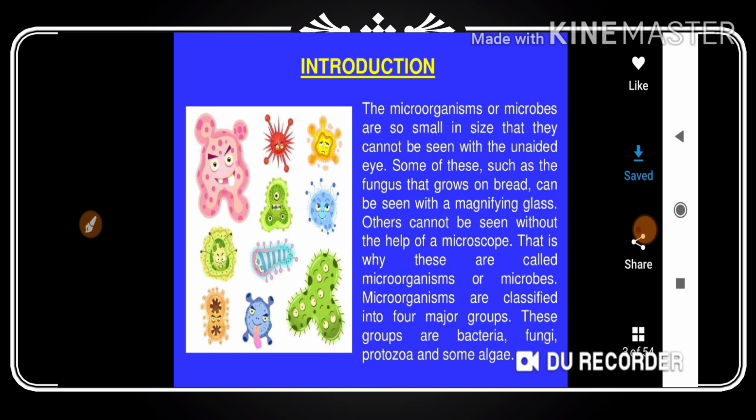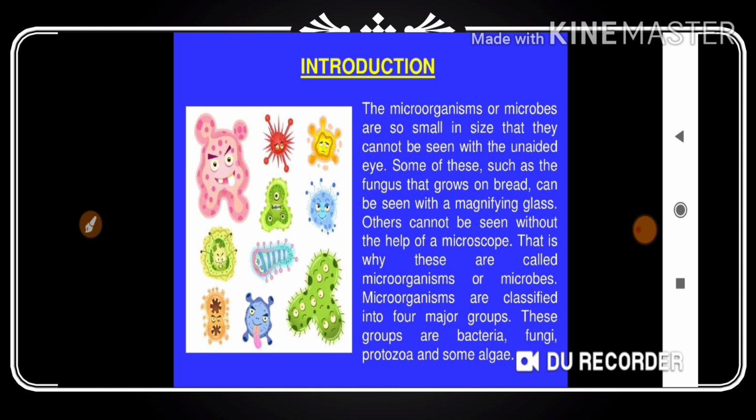Because we are not able to see them, they are in the air, and whenever we breathe, they move in through our nose or through our mouth. That's why health hazards take place in the form of fever, cough, cold, sneezing, coughing, and headache. So many health hazards take place because of these microorganisms.